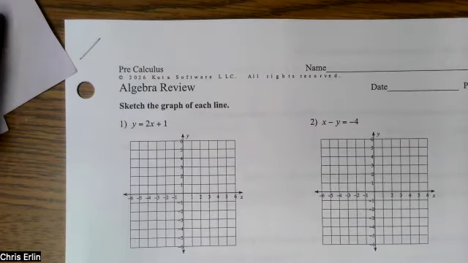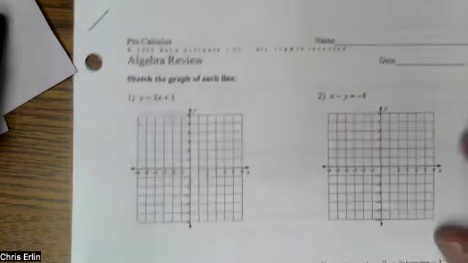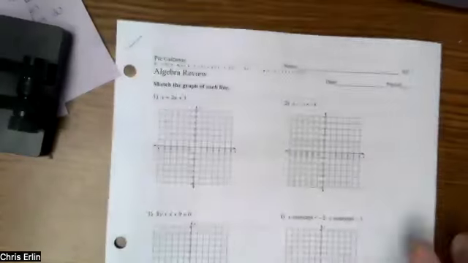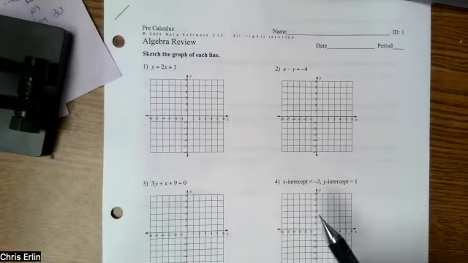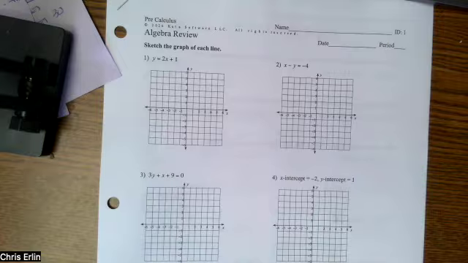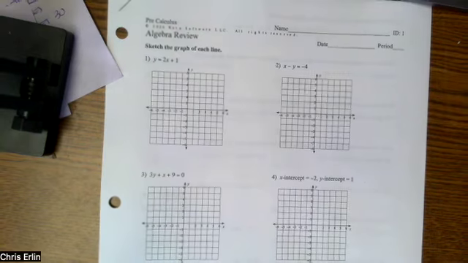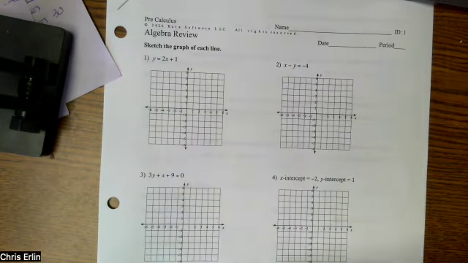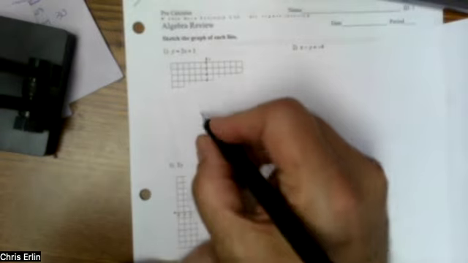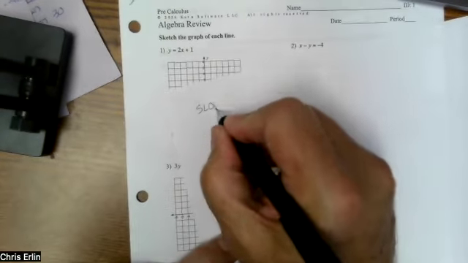Okay, this is a pre-calc review going over some fundamental algebra concepts. We begin with graphing, and these graphs are all just linear equations. There are three forms of a linear equation graph. One of them is called slope-intercept.